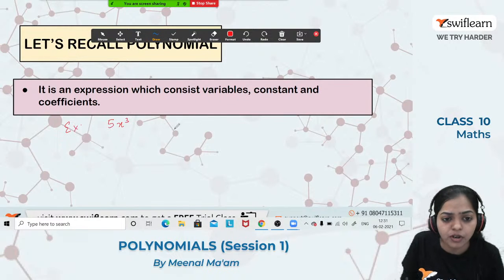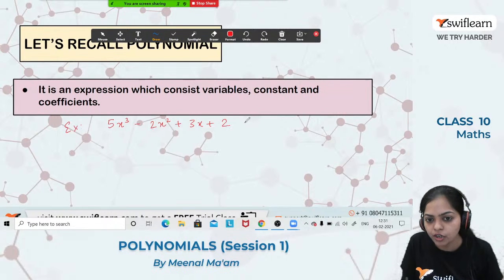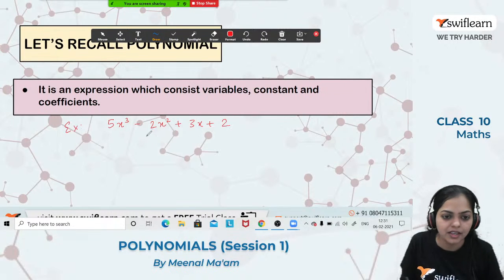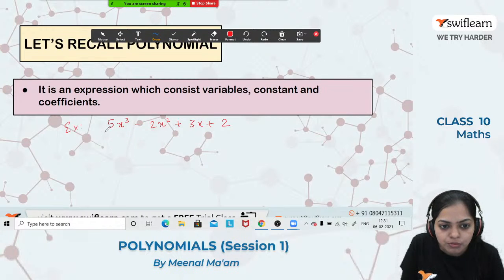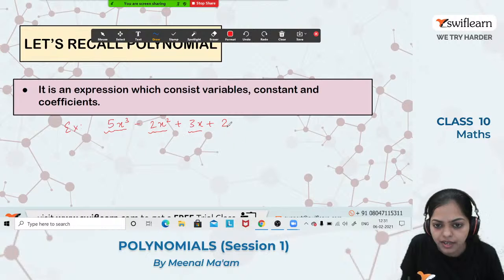So the example of a polynomial is 5x cube minus 2x squared plus 3x plus 2. So this is what? This is a polynomial expression. Alright. Now let's move on to this: 5x cube, 2x squared, 3x and 2. All these are what? These are the terms of a polynomial.